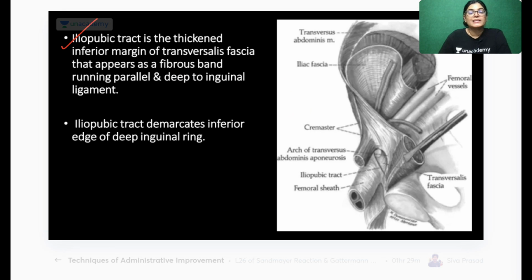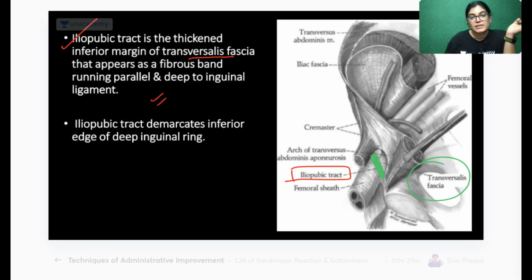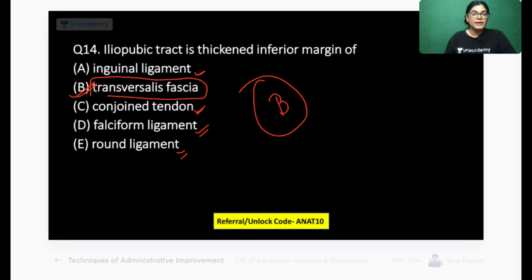So see here, the iliopubic tract is the thickened inferior aspect of the transversalis fascia, and you will see this iliopubic tract is a fibrous band. Can you see the iliopubic tract here? This iliopubic tract is in the form of a band, and the origin and formation of this band is from the transversalis fascia. It demarcates the inferior edge of the deep inguinal ring, lying very close to the deep inguinal ring. Got it, everyone? Let's move on to the next, question number 15. So we have B as the correct answer. Transversalis fascia is the correct answer.